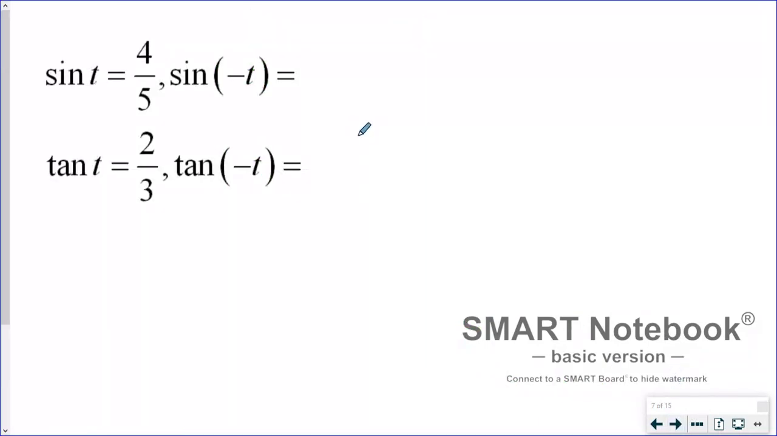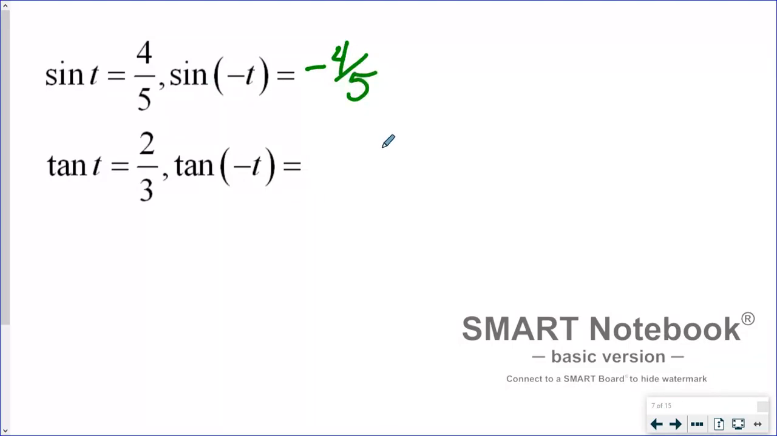Now we're going to use the idea that we just talked about, even and odd functions. If we know that the sine of some angle t is equal to 4/5, then what would the sine of negative t be equal to? Is sine an even or odd function? Odd. So will we get the exact same value or the opposite value? The opposite value. So this would just be negative 4/5. It's that simple.